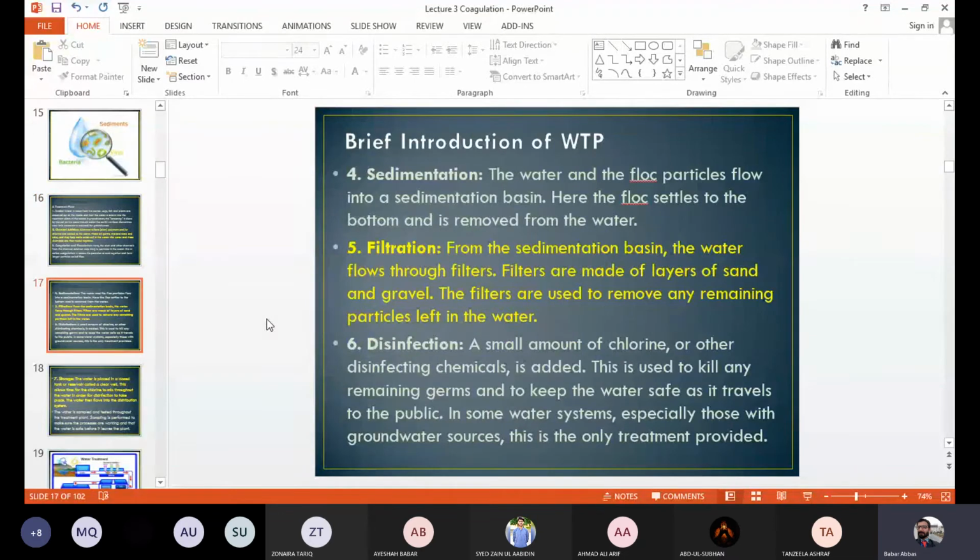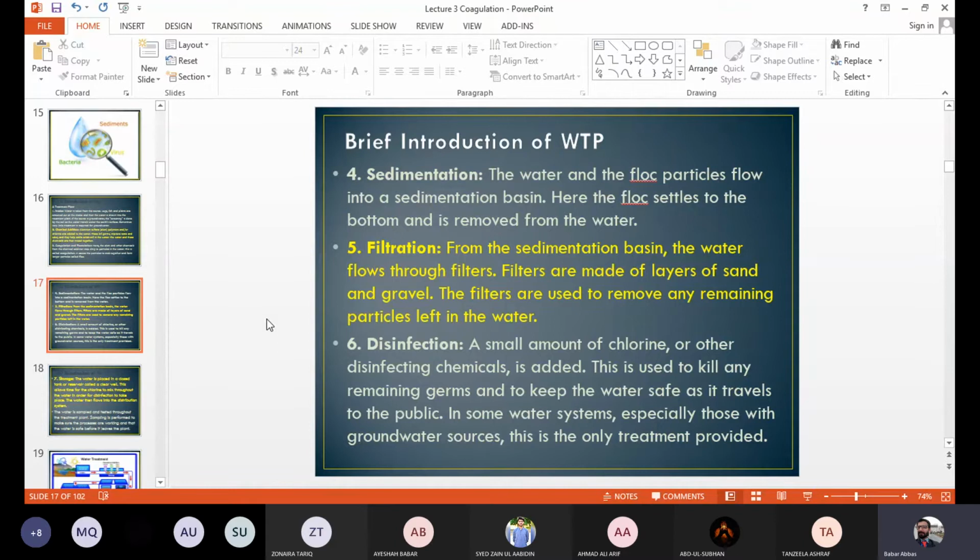Sedimentation is the process in which you settle down those flocks which were generated in the previous step. The water and the flock particles flow into a sedimentation basin. Here the flock settles to the bottom and is removed from the water.